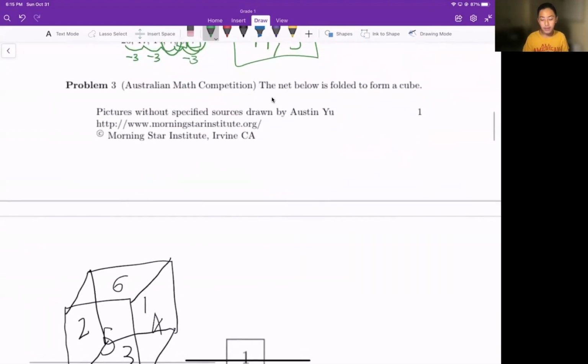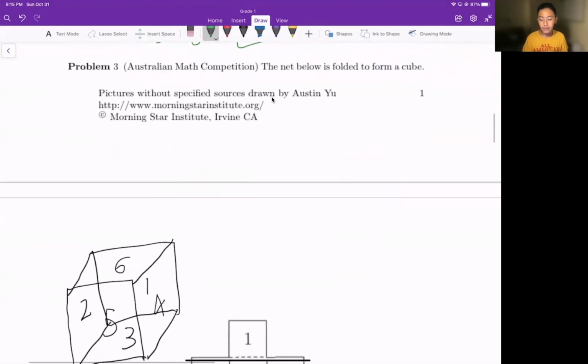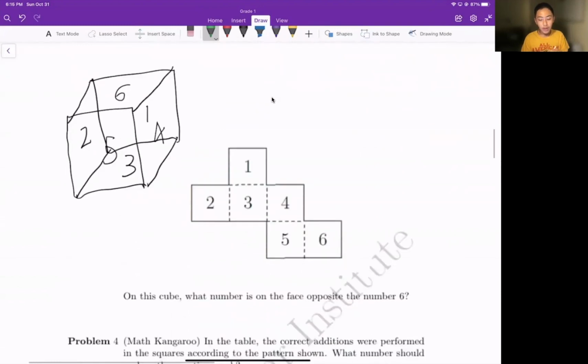For problem 3, it says the net folded below is folded to form a cube. So the bottom, let's just take 3 as the bottom of the cube. And I already drew the bottom of the cube here. So this is 3. And as we can see here, 2 is on the left of the 3. So when folded up, 2 should be right here. And as we can see, 4 is on the right of the 3. So 4 should be this side.